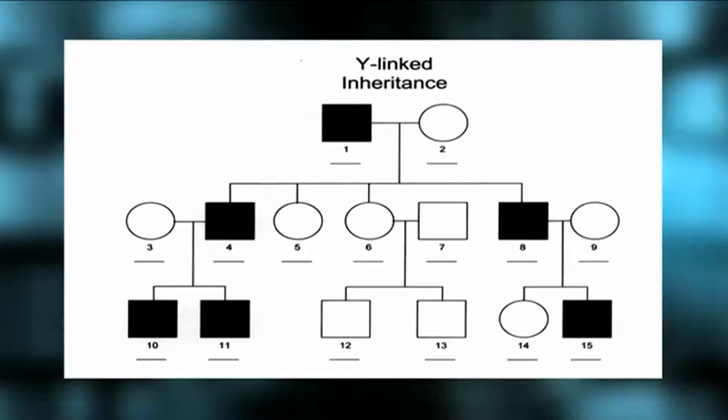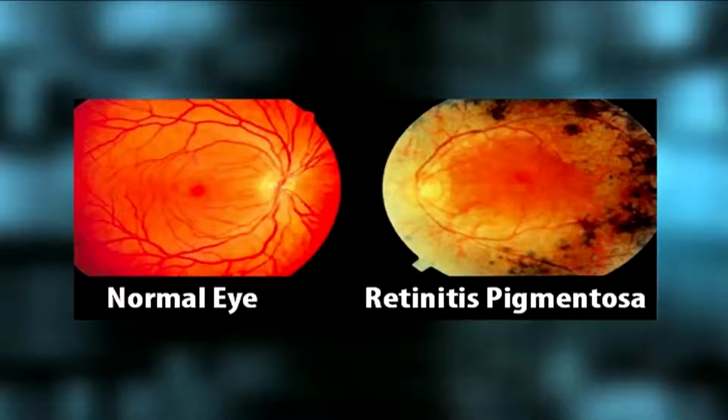Maleness is one of the few traits in humans that have been shown to be Y-linked. Retinitis pigmentosum. This disease is caused by mutation in the RPY, retinitis pigmentosa Y-linked gene, which causes it to make faulty versions of protein needed for normal vision.